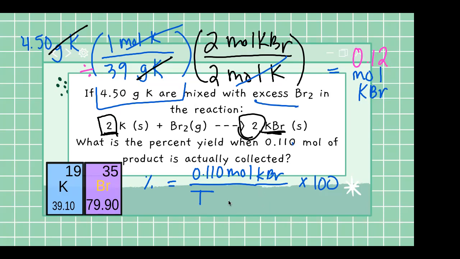Okay, so because this is not a limiting reactant problem, we can just directly plug our answer in, 0.12 moles KBr, into the percent yield equation. So it'd be 0.11 divided by 0.12 times 100, and you get your percent yield. Any questions on how we did this problem?